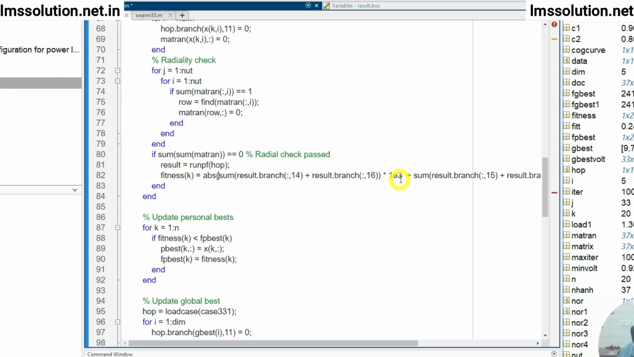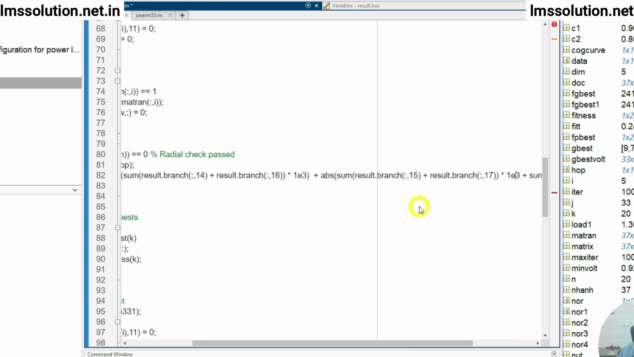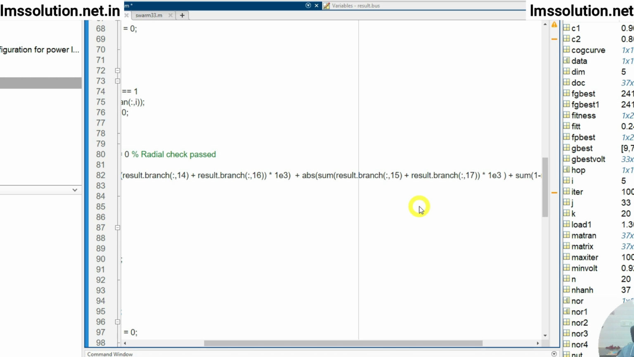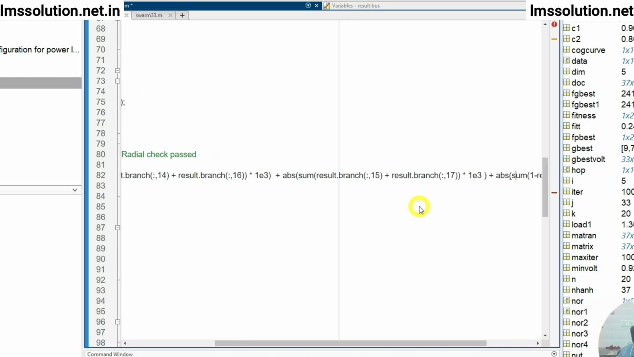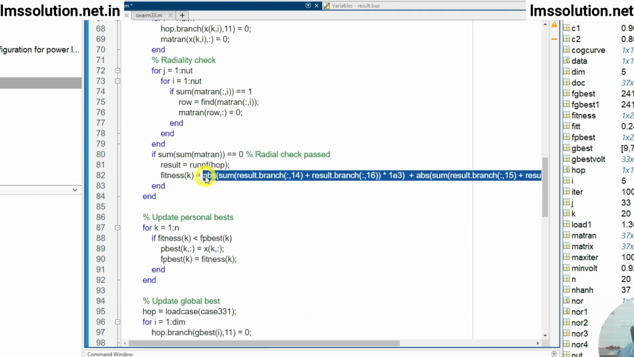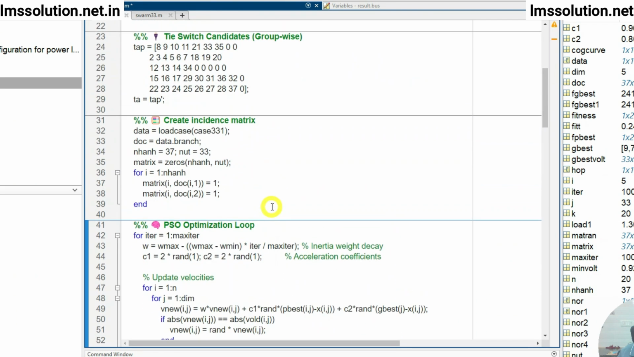real power and then absolute value of reactive power and then absolute value of voltage deviation, okay. So if suppose we are taking like this, so it might solve this problem, okay.